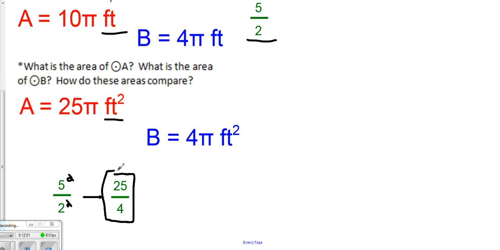25 fourths. Again, if you would rather use a scale factor that's not an improper fraction like this, this is going to be 6.25. So this number is 6.25 times as big as this number.